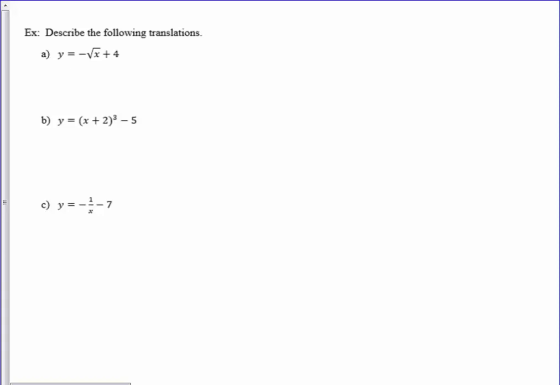In this example, we are asked to describe the following translations. The first, we have y equals negative square root of x plus 4. What I'd like you to do here is start by telling me what the basic shape is. So I would say start with the basic shape here, because of the root, would be y equals square root of x. And then describe what has been done to that basic shape.